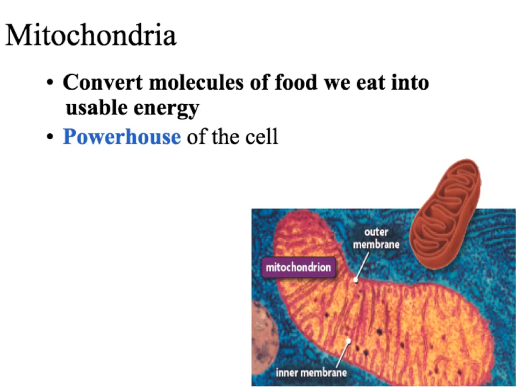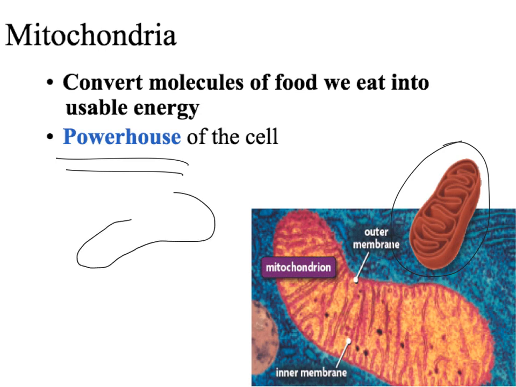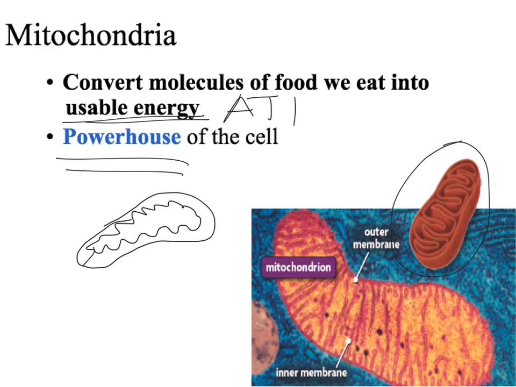The mighty mitochondria. This is the powerhouse of the cell, all right? It converts molecules of food we eat into usable energy. Kind of looks like a kidney bean with a bunch of folds on the inside. I usually draw it like this, and it has all these folds, all right? Mitochondria is taking our food, converting it into energy, and that usable energy is in the form of what's called ATP. We will talk more about ATP.